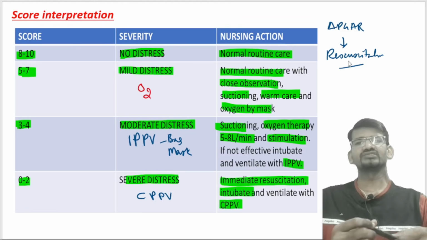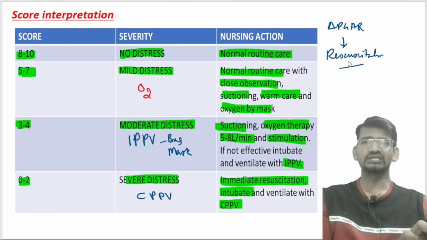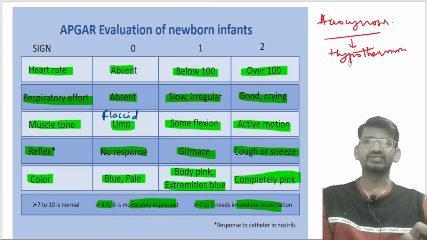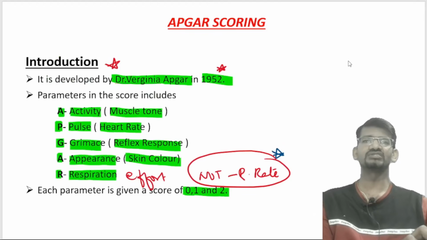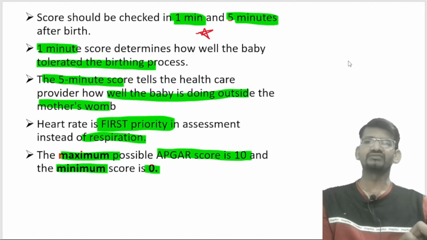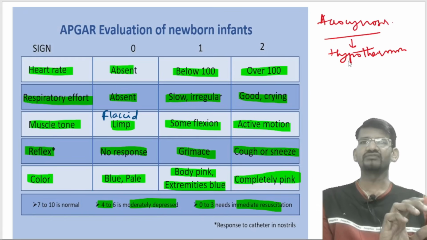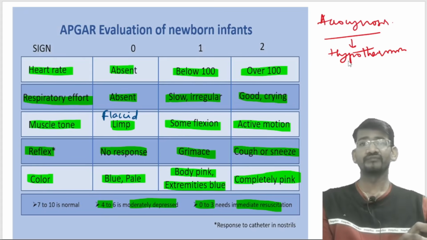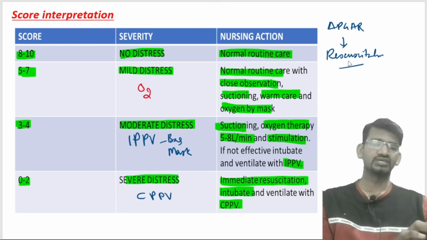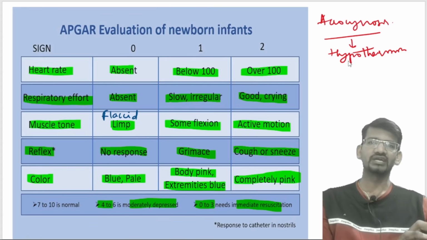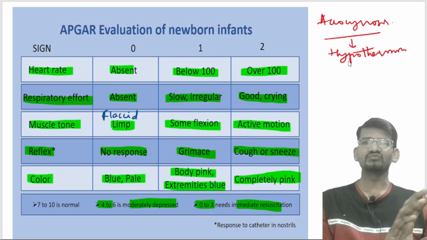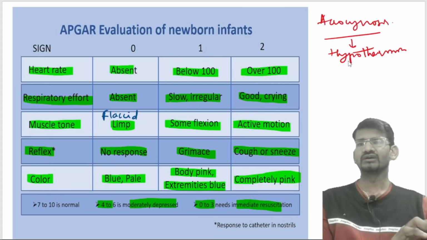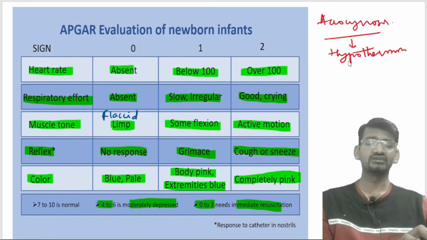So this is all for today's video. Let's revise briefly. You just remember these points. Apgar: here we assess 5 parameters: heart rate, respiratory effort, muscle tone, reflex, and color. Each parameter is given a minimum score of 0, max is 2. Overall the max score is 10 and the minimum score is 0. In general we can interpret 7 to 10 as normal, 4 to 6 as moderately depressed, and 0 to 3 as severely depressed, where the baby needs an immediate resuscitation.